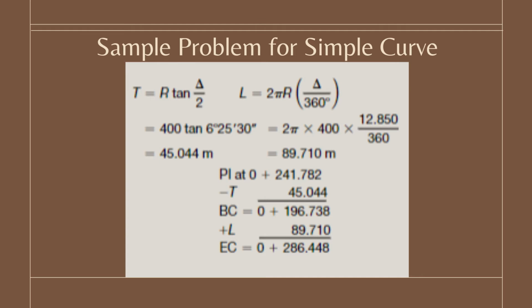Now since we have the beginning of the curve, which is 0 plus 196.738, to get the end of the curve, we only need to add the length of the curve, which is 89.710. So BC plus L, or beginning of the curve plus the length of the curve, would give an end of the curve of 0 plus 286.448.